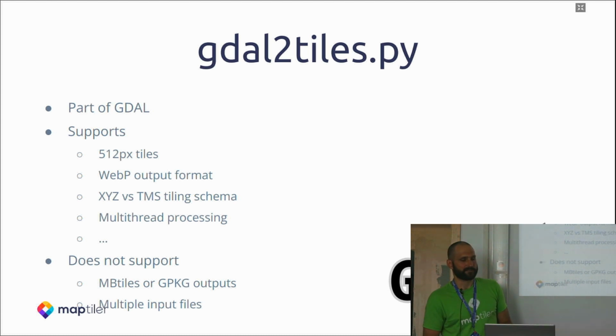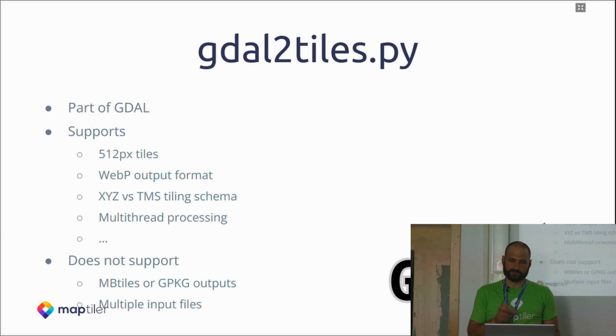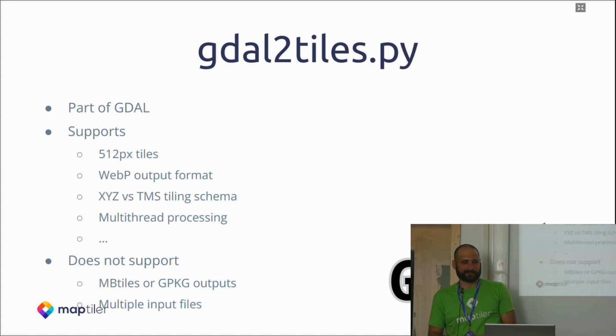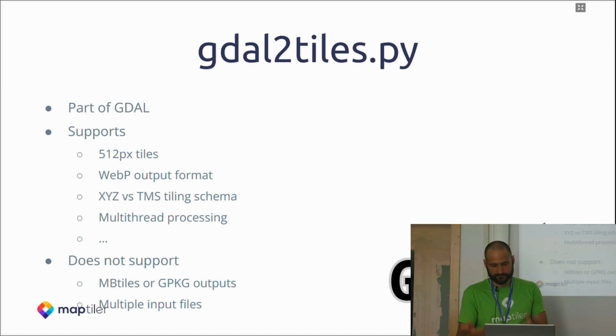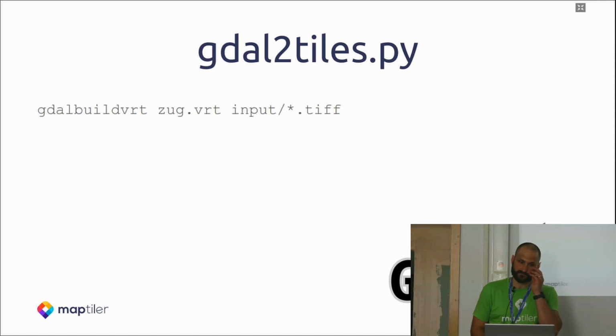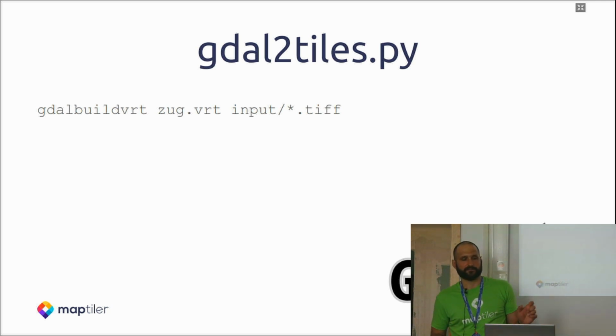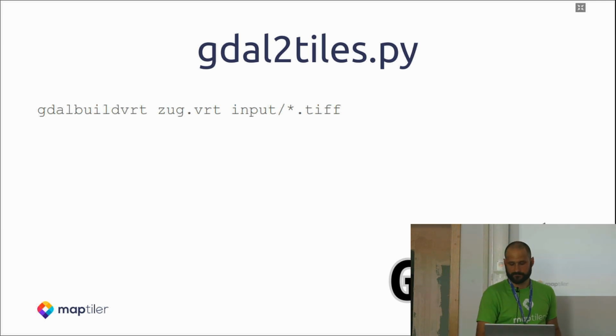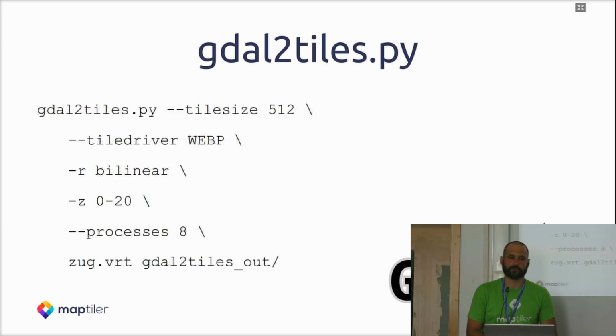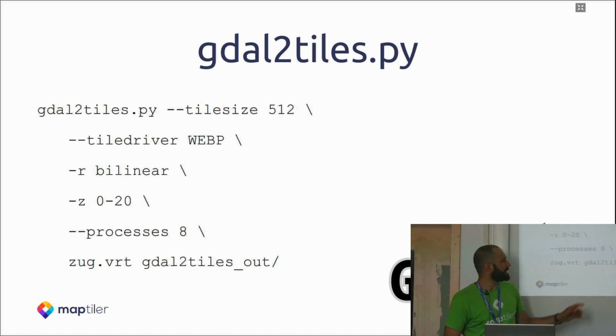Disadvantage, it doesn't support MBTiles or GeoPackage output. You just get the raw files, and it doesn't support multiple file inputs, because if you are going to tile big piles of data, then you have, I don't know, hundreds or even thousands of input GeoTIFFs, and you need to deal with that. So as a first step, I ran gdalbuildvrt, creating a virtual raster file from the input TIFFs, and this allowed me to run the gdal2tiles command, and as the output, I got all the files rendered.